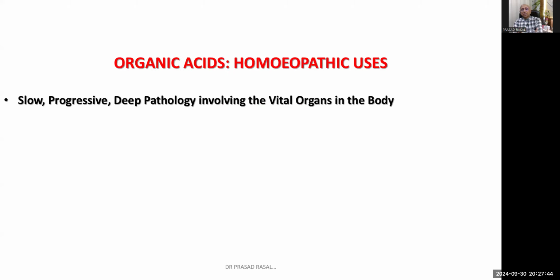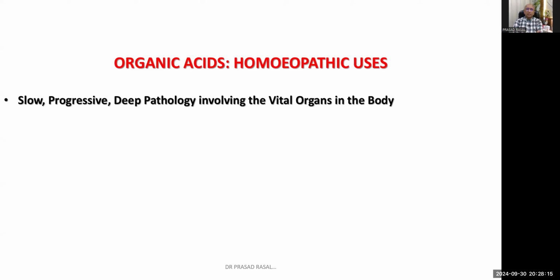Organic acids, the homeopathic uses: they are slow, they are progressive, they are deep. There are deep pathologies involving the vital organs in the body. So see, the progress is not within a day. It gradually goes on and on. Progressive pathology is there. The cellular changes, the tissue changes, which are there commonly in this personality, very commonly.